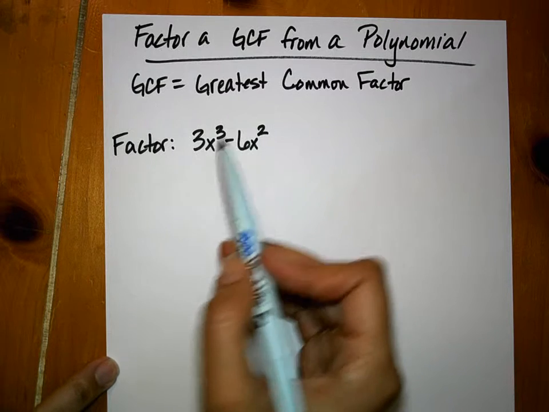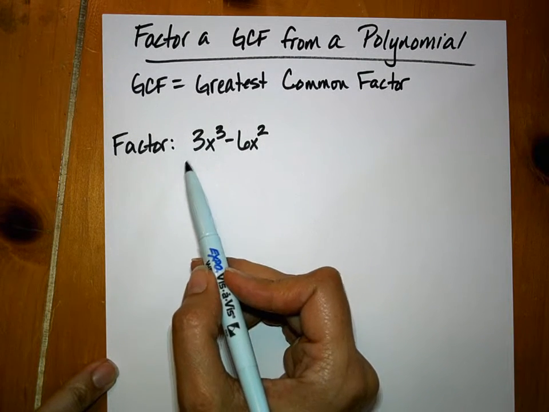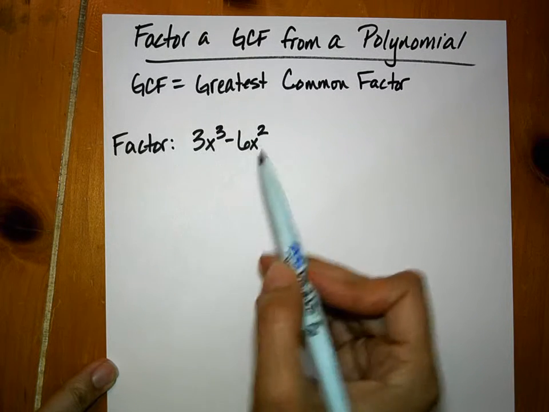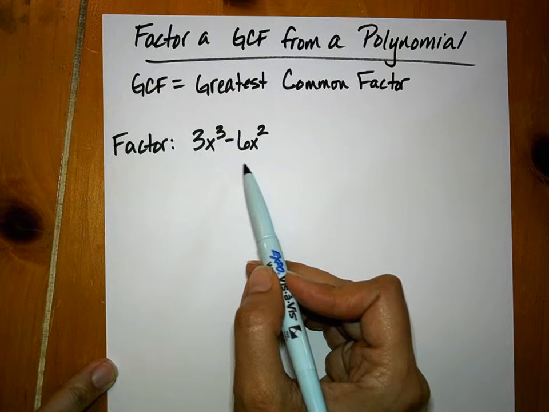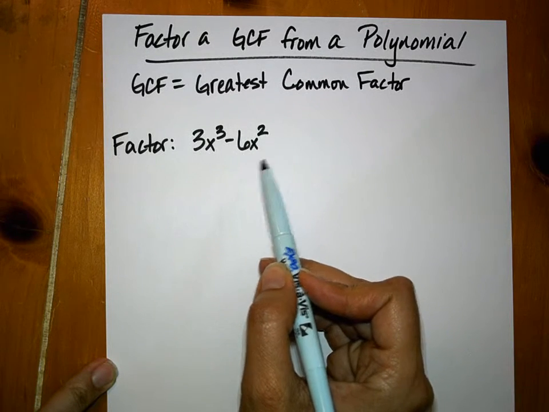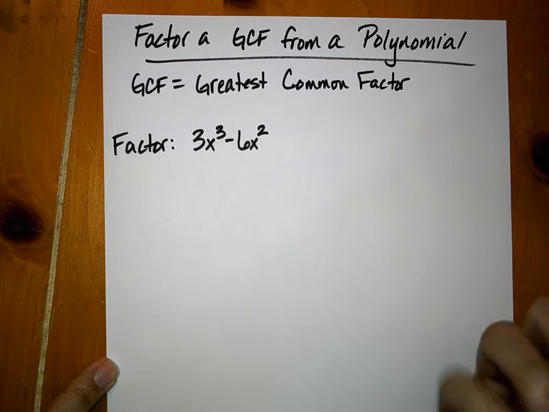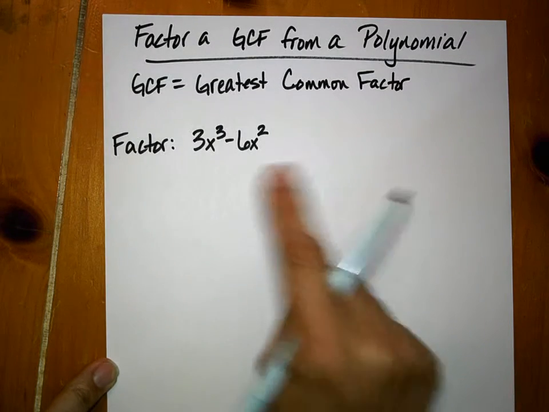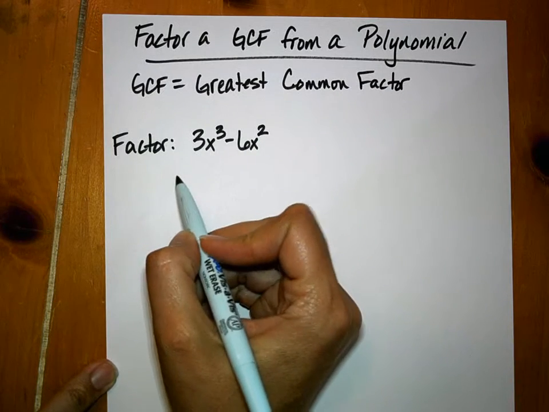This term of 3x cubed has the factors of 1 times 3 times x times x times x. This term of 6x squared has the factors of 2 times 3 times x times x. So you have to ask yourself, what is the greatest common factor? So the factors that they have in common. They both have a factor of 3, and they also both have factors of x squared. That is the greatest common factor.